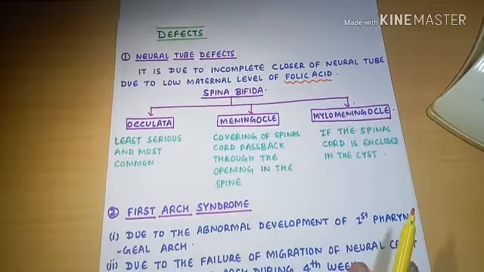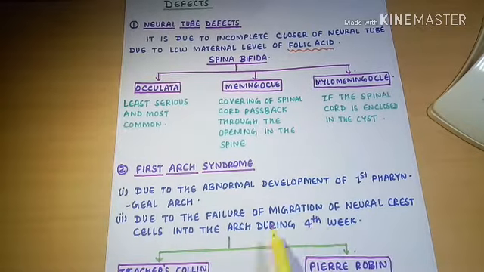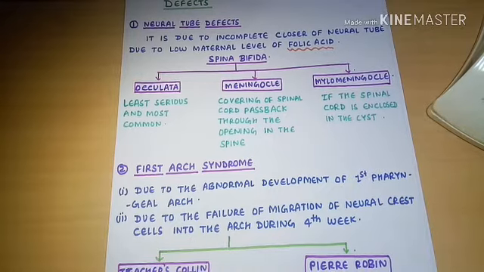The second type of defect is the first arch syndrome. We know that there are five types of pharyngeal arches, starting with the first pharyngeal arch. Due to the abnormal development of the first pharyngeal arch, the first arch syndrome is caused, due to the failure of migration of neural crest cells into the arch during the 4th week of development.